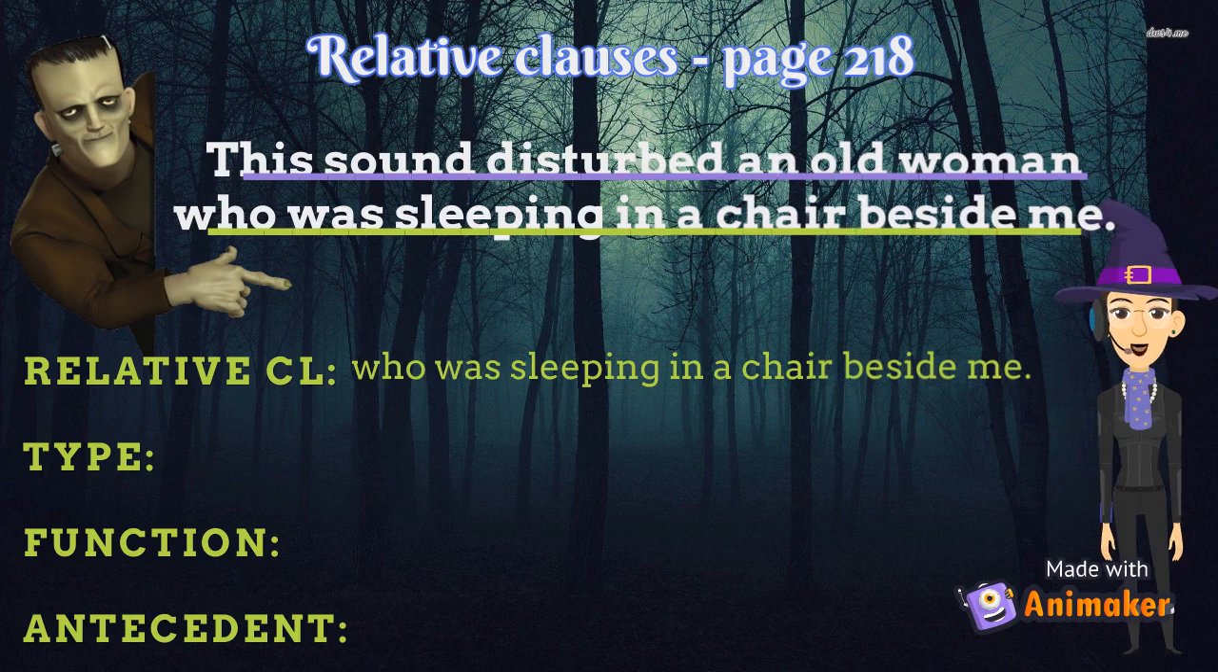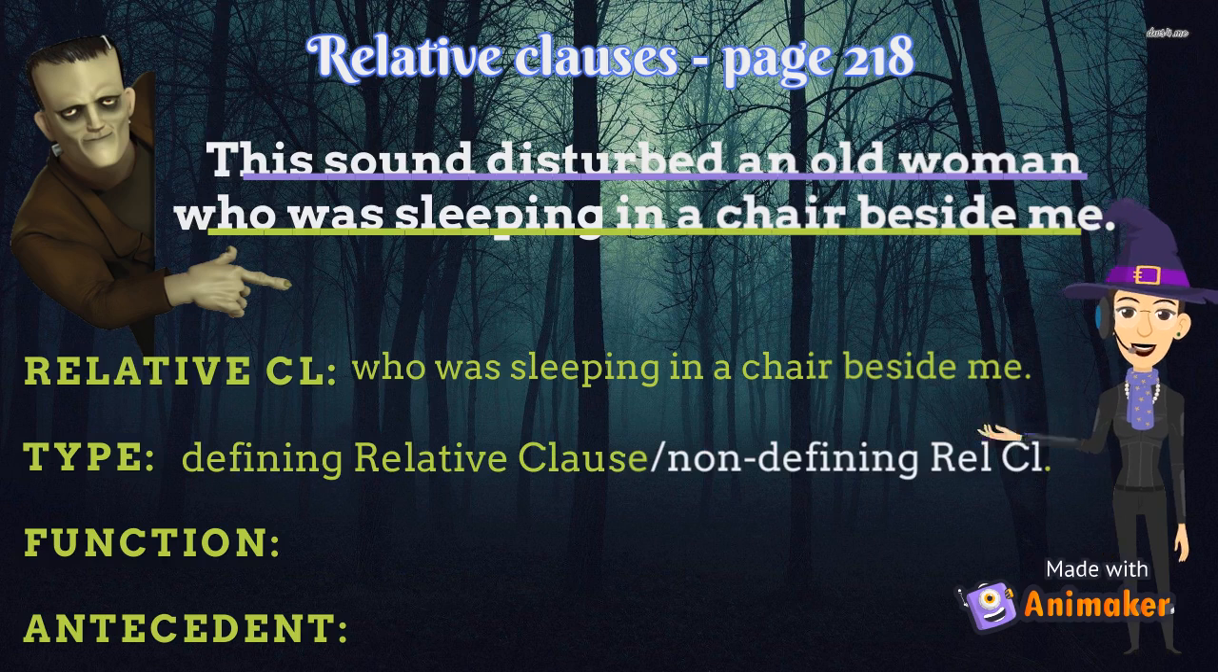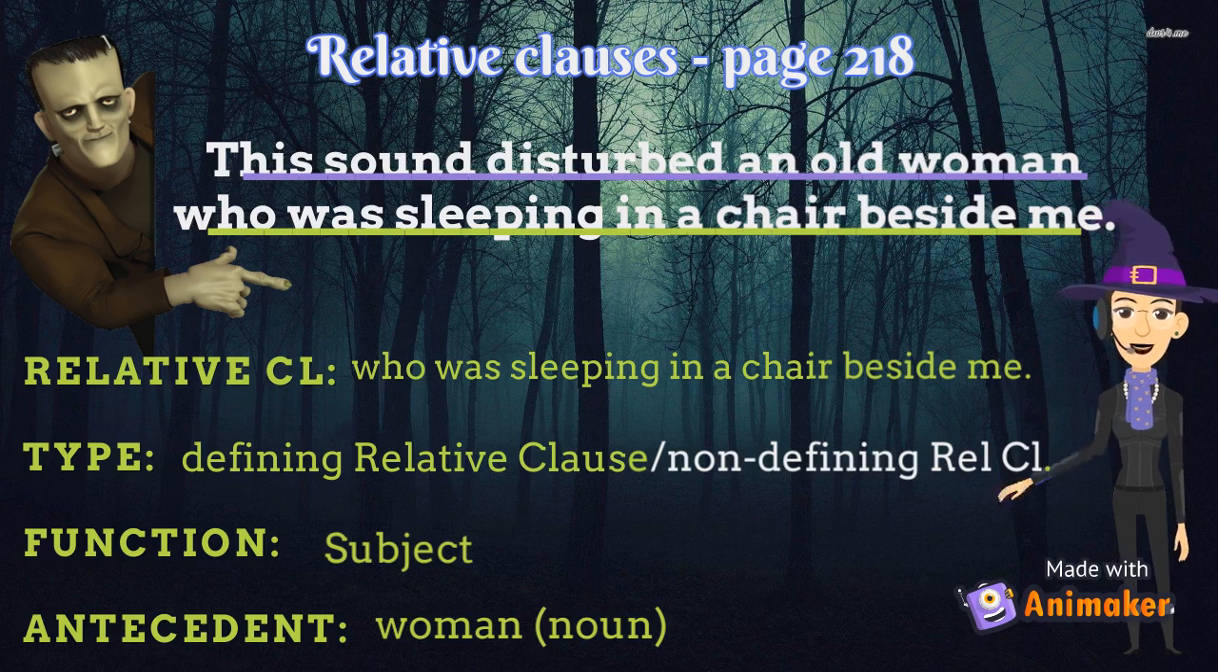Now that we have done that, is the relative clause giving essential information? We can tell that if we look at the clause. In this case, the clause is giving essential information because it is not between commas. This type of relative clause is called a defining relative clause. Now, what is the function of the subordinator in the clause? In this case, who is acting as a subject of the clause because it is replacing the noun woman and it cannot be omitted.